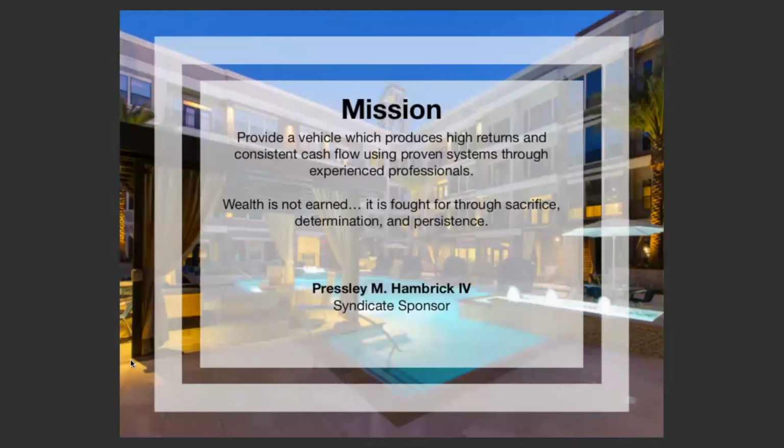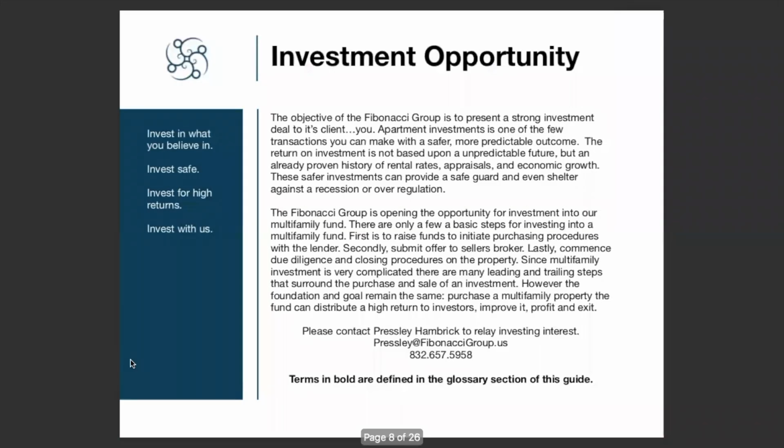Our mission is to provide a vehicle that produces high returns and consistent cash flow. That is the intent of all investors, but we specifically look for a vehicle that will produce high returns, and that is how we got into multifamily. That, and it's kind of been in my blood since an early age. So the objective of the Fibonacci Group is to present strong investments to its clients, which is you.